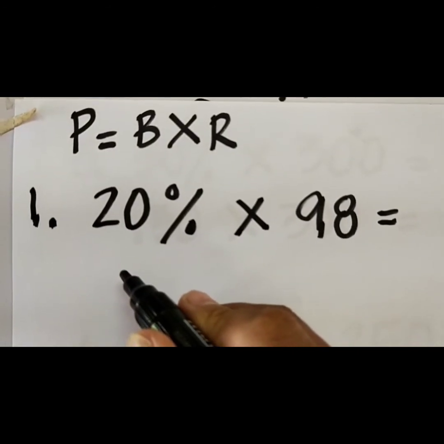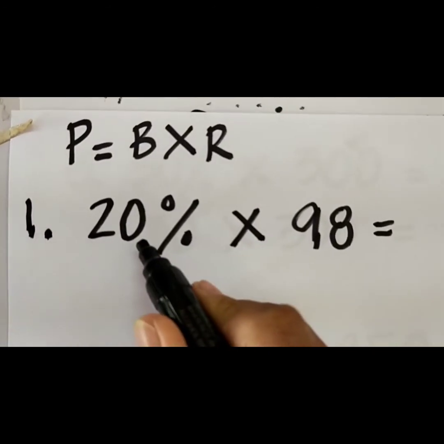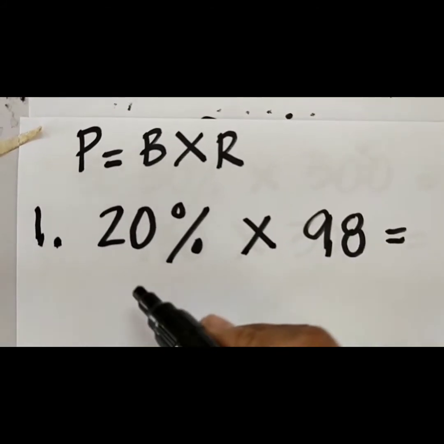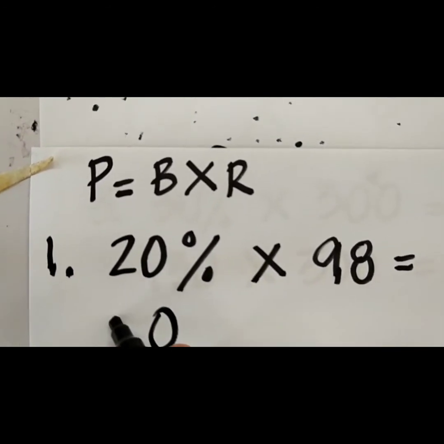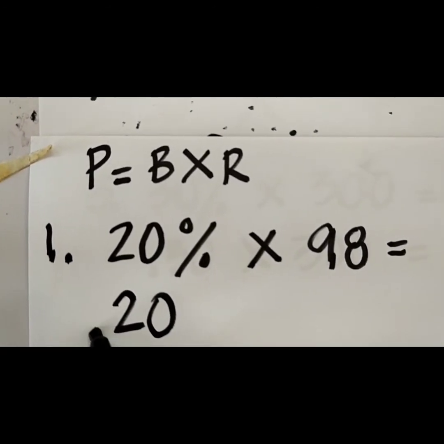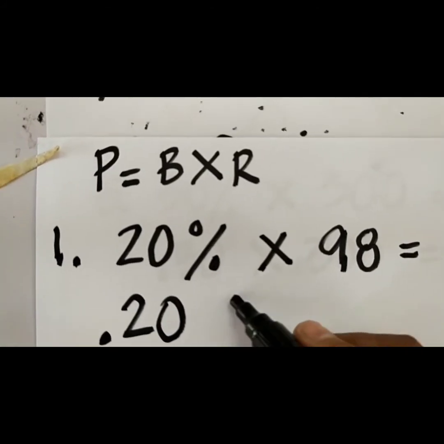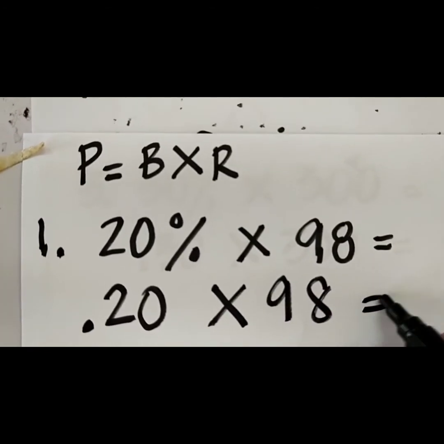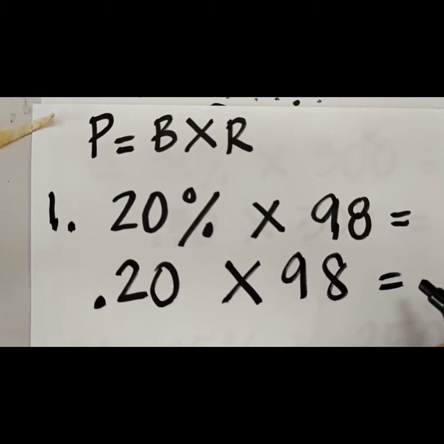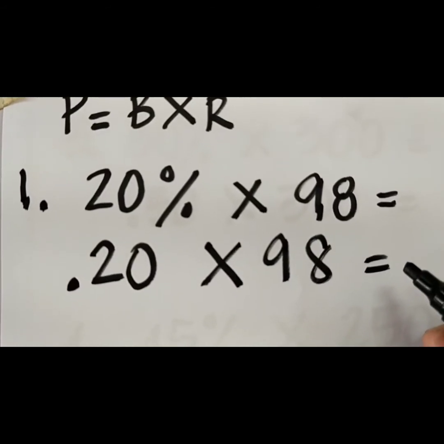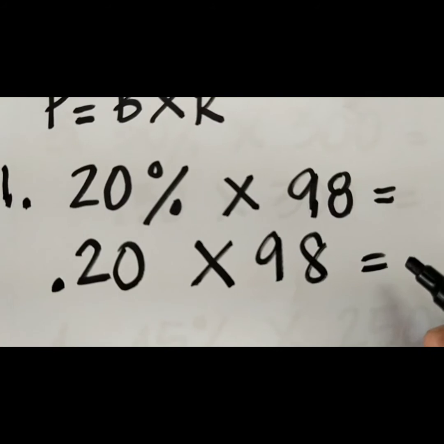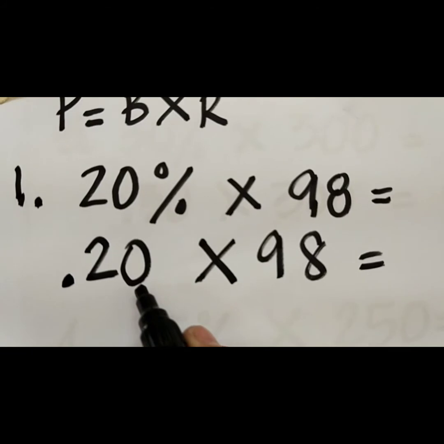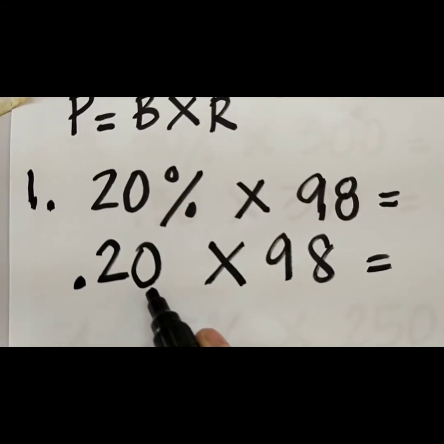Changing a percent to decimal, we just simply count two places from right to left and place the decimal point. So we have 0 and 2, count two places, we place the decimal point, drop the percent sign. So we have 0.20 multiplied to 98. So in this situation, class, we can do the multiplication right away. We don't need to have it in a vertical way of multiplication. You can multiply it right away. We disregard 0 because 0 will always be 0 when you multiply it in any number.